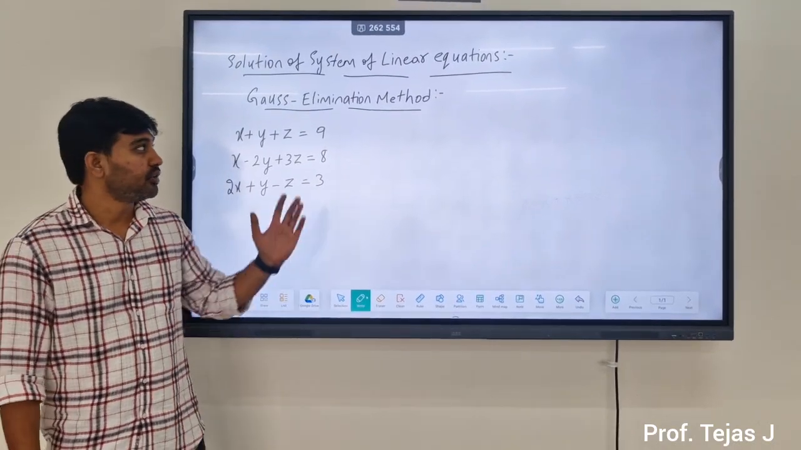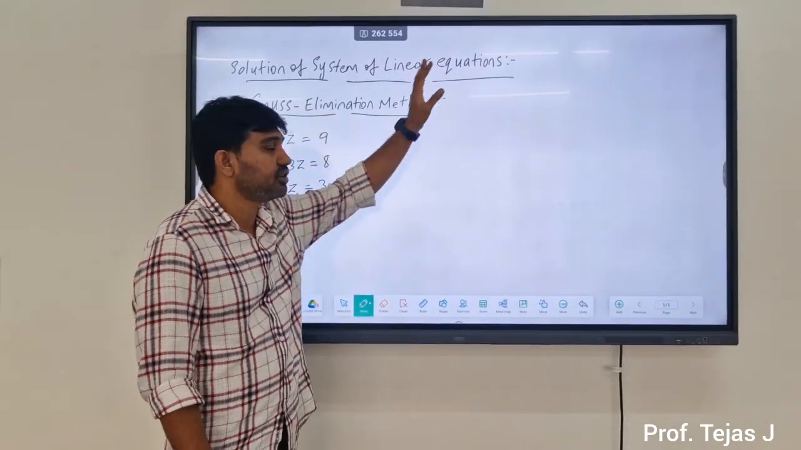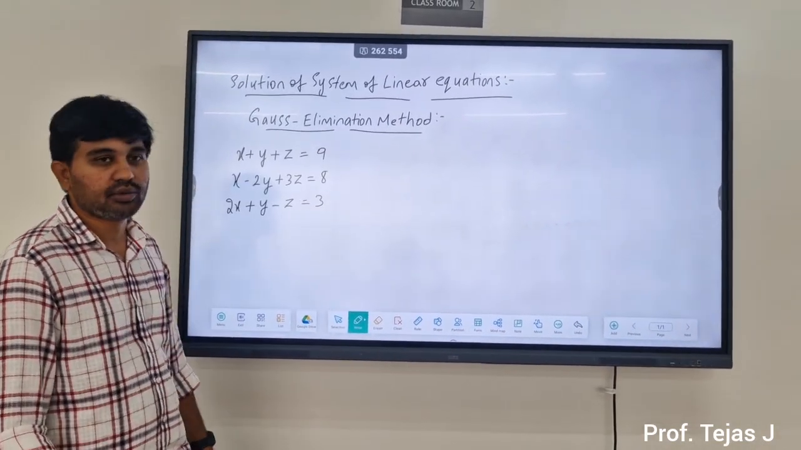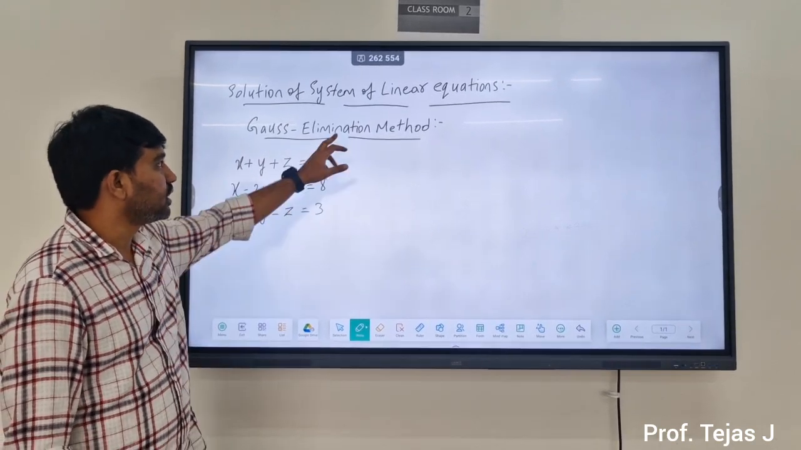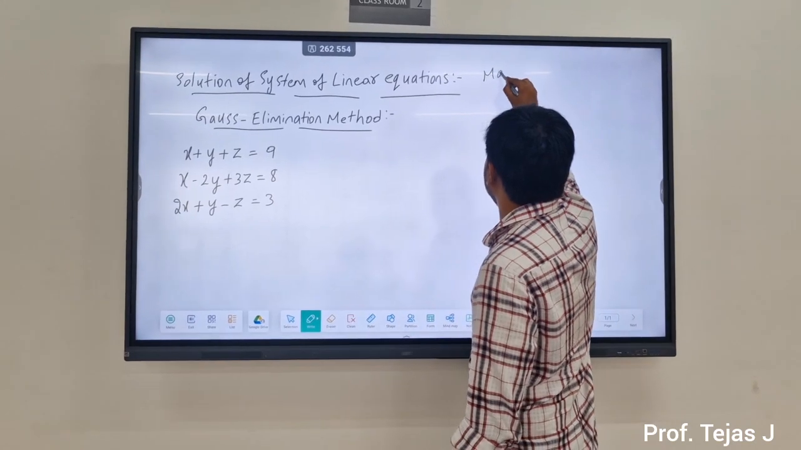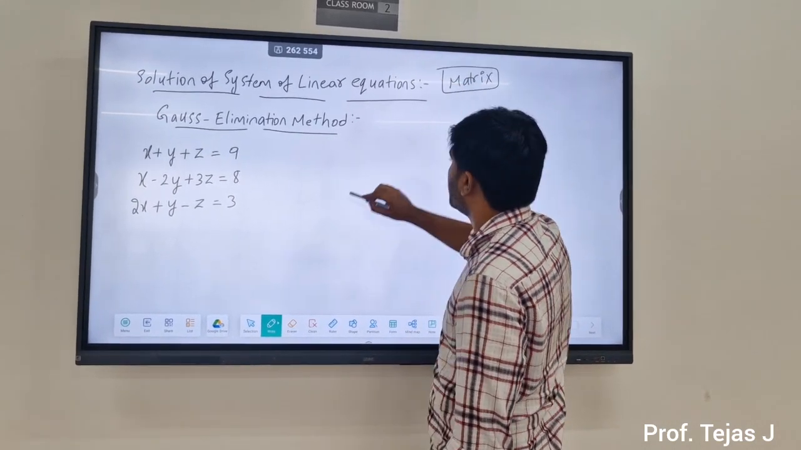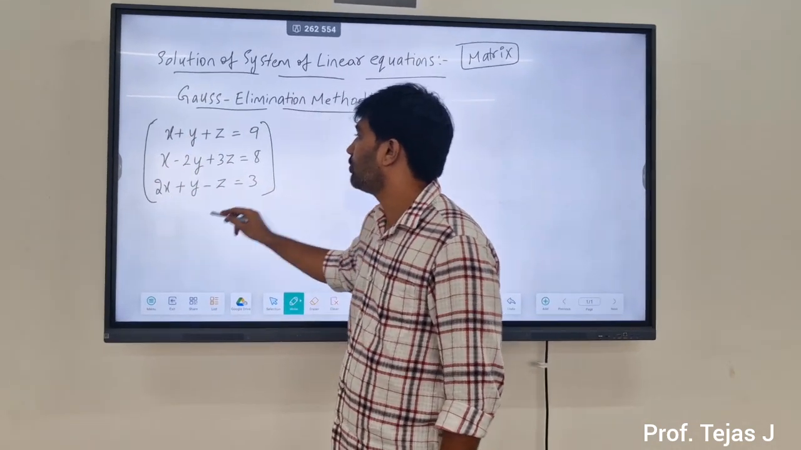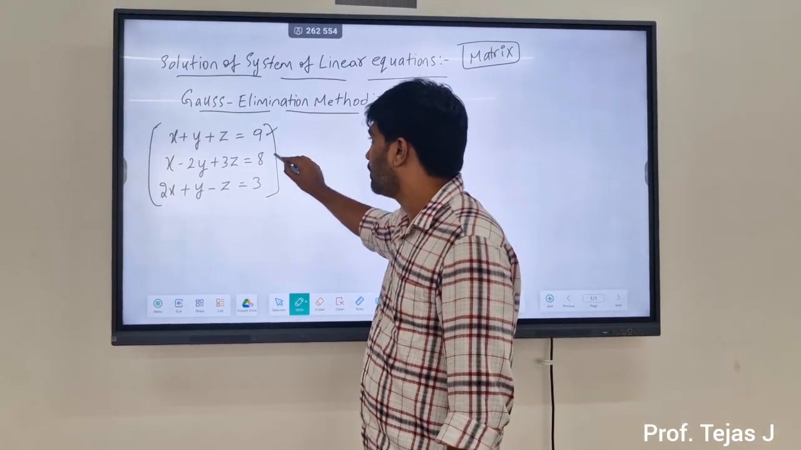Hello everyone. So on today's session we are going to learn about the solution of a system of linear equations using a method called the Gauss elimination method. The basic concept this method uses is the concept of a matrix. Using a matrix, we are going to find the solution of linear equations of n number of them. For this problem, we are going to consider three equations.